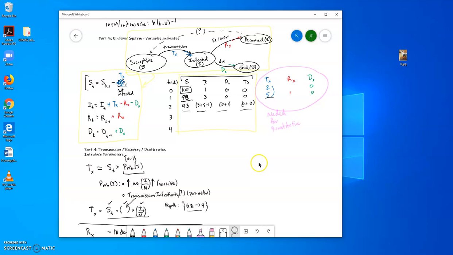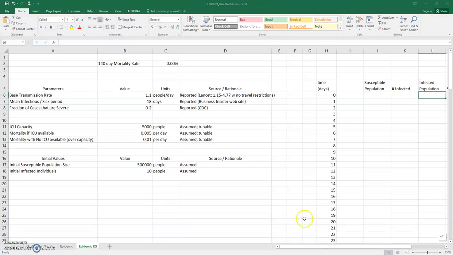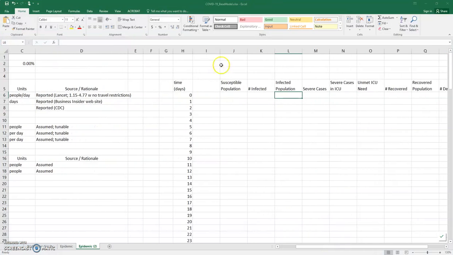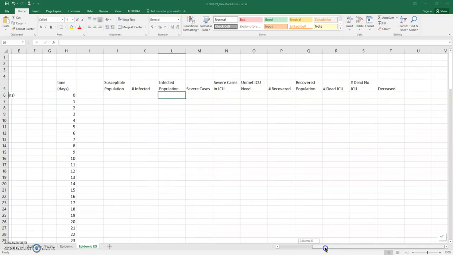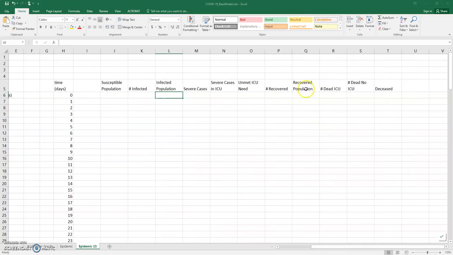But I want to start by referring back to the system variables and the things that we're going to program into that. So the spreadsheet itself had columns, like we described before, for the susceptible population, the infected population, and within the infected population, those that are severe and either receive or fail to receive ICU treatment, the number of people who have recovered, and the number of people who perish.